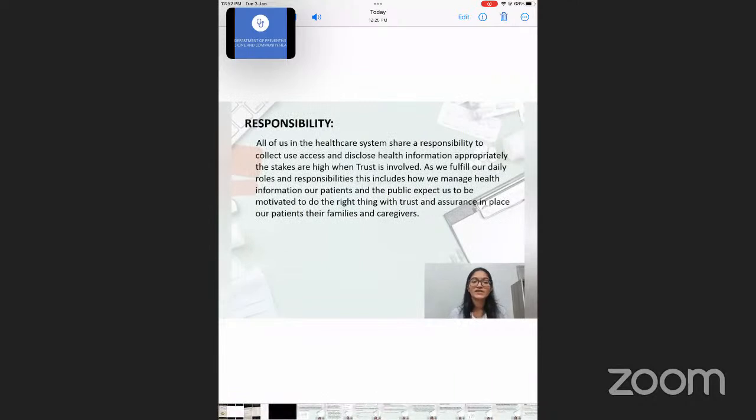Responsibility. All of us in the healthcare system share a responsibility to collect, use, access, and disclose health information appropriately. The stakes are high when trust is involved. As we fulfill our daily roles and responsibilities, this includes how we manage health information. Our patients and the public expect us to be motivated to do the right thing, with trust and assurance in place. Our patients, their families, and caregivers.